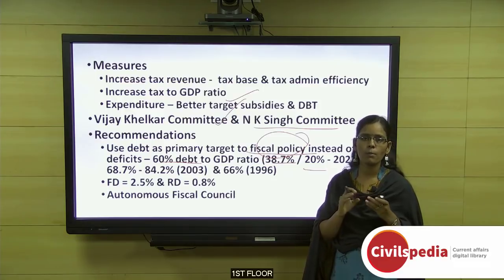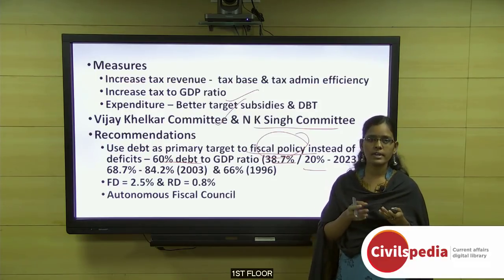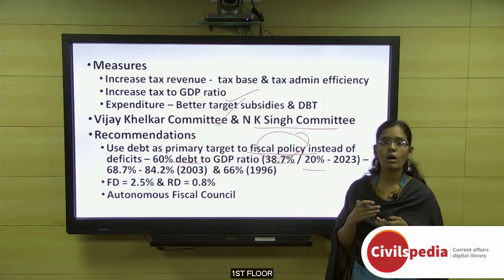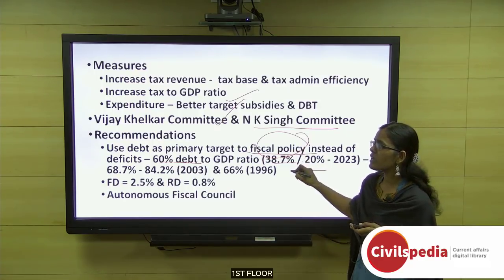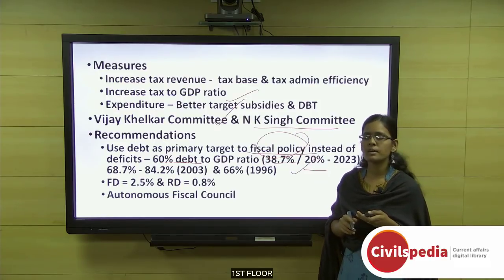So that we will have a comprehensive 60% debt to GDP ratio. That is, out of the amount of GDP we are producing, 60% will be India's debt level. That is the optimum, the maximum level we have to follow within 2023. That is the first recommendation made by the N.K.